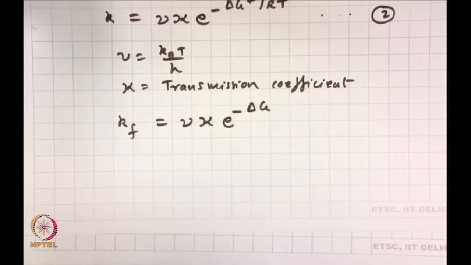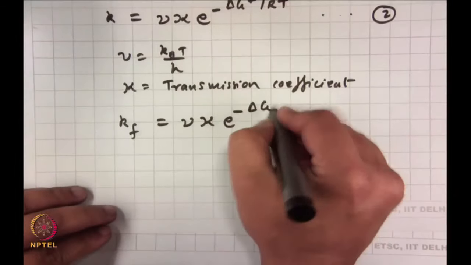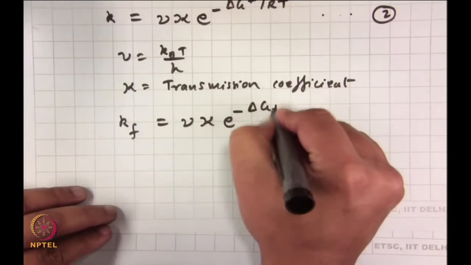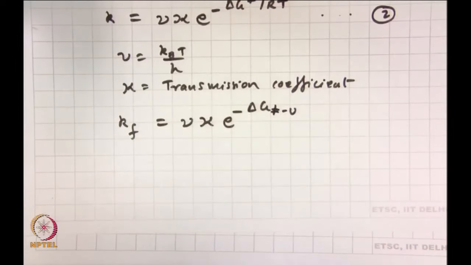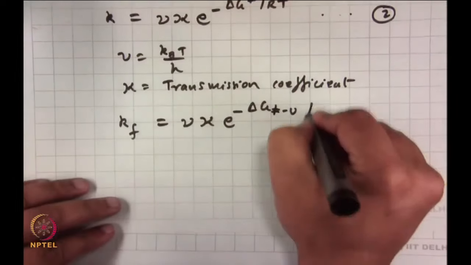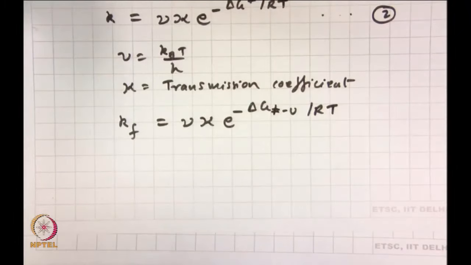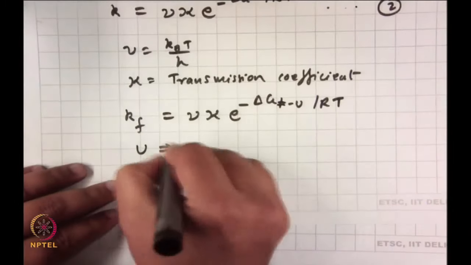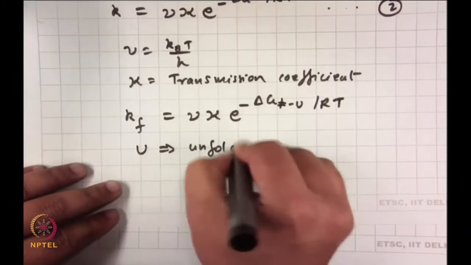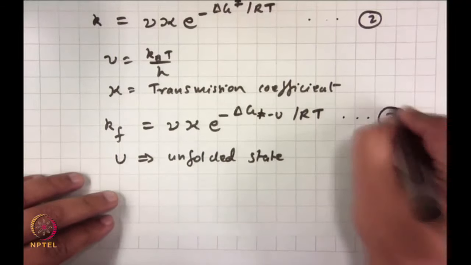And if you are going from the unfolded state to the folded state, this delta G would be what? The difference between the free energy of the transition state and the free energy of what? The unfolded state. So, then I will change this like this, what I will write is minus G_U by RT, where U refers to the unfolded state, and this is equation 3 for us. Okay.